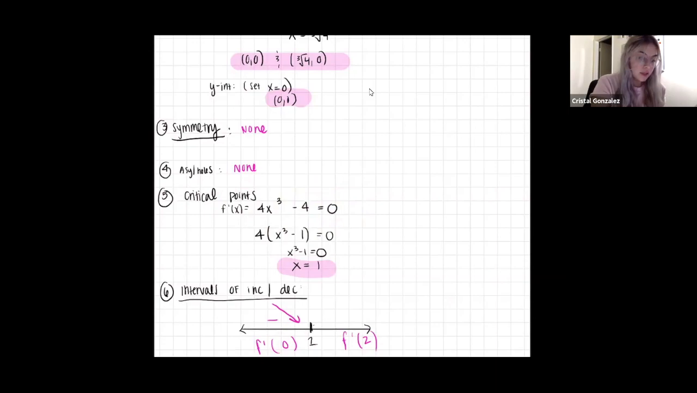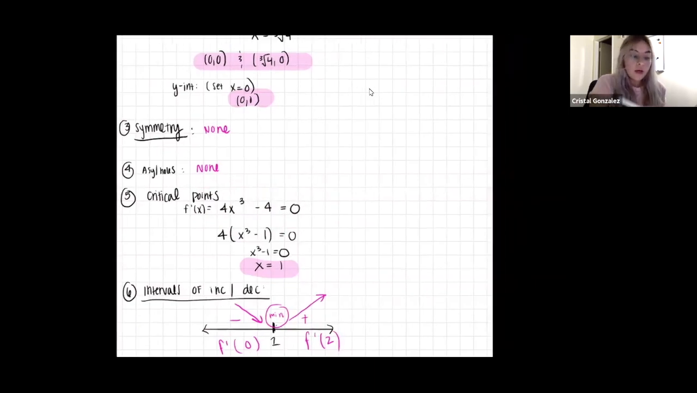Now if I plug in 2 into here, it is going to be a really huge number, minus 4. That's just a positive number. And so that tells us that we're going to have a minimum here. So at 1, we're going to have a minimum.